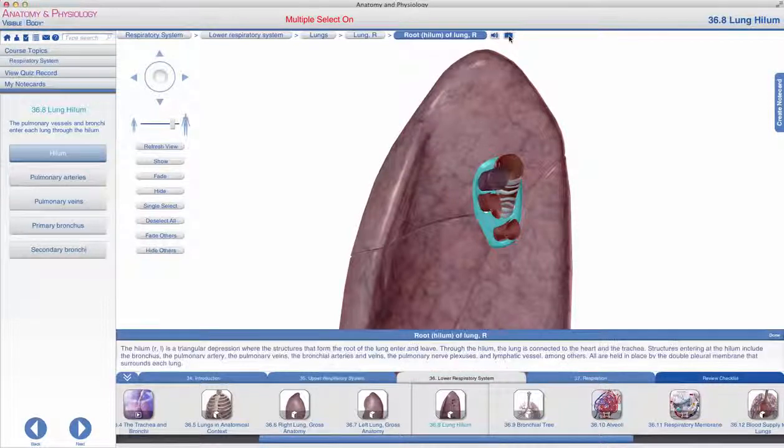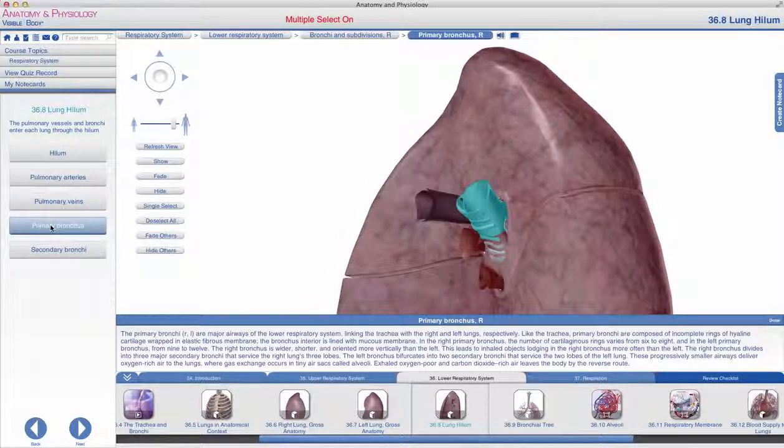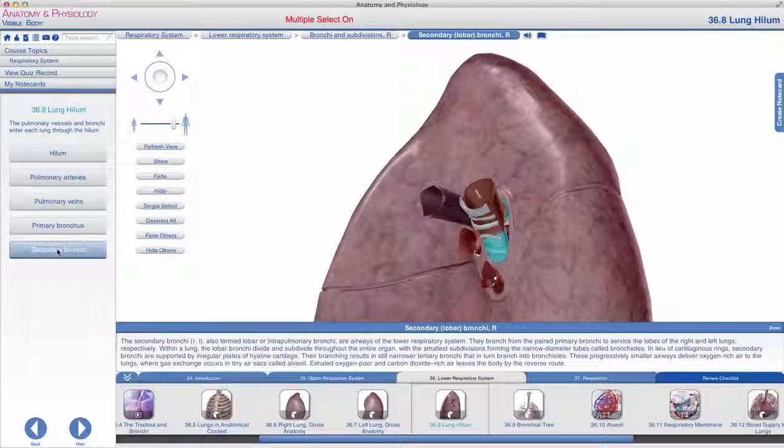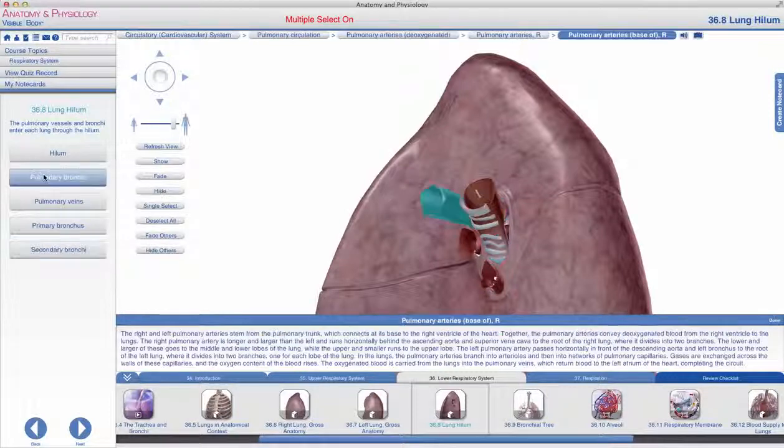And by reviewing this book tab, you see here a simple description, the hilum being a triangular depression where structures that form the root of the lung enter and leave. By examining these structures, we see that first off, components of the bronchial tree, such as the primary bronchus and the diverging secondary bronchi, begin to enter the lung, but you also review structures of the cardiovascular system.